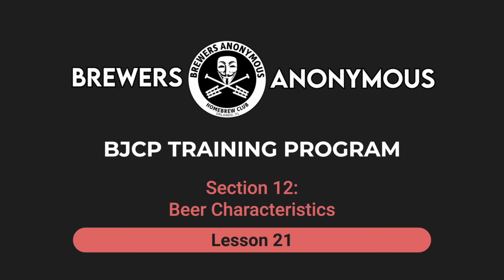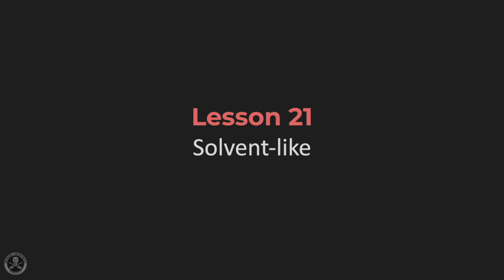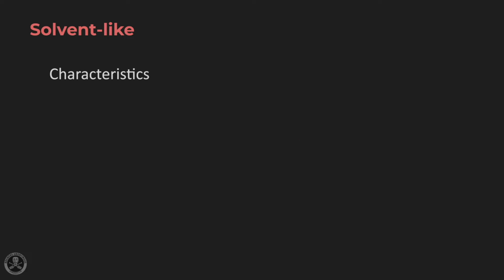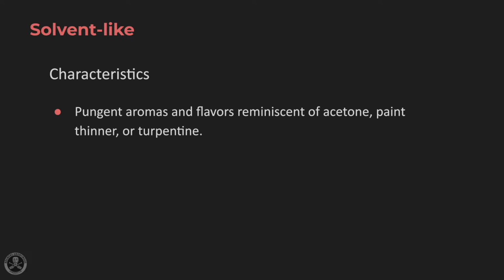We are at lesson 21 for beer characteristics, and in this lesson we are taking a look at the solvent-like character in beer. These are strong aromas and flavors, much like acetone, paint thinner, or turpentine. There's usually a hot, burning sensation that comes with this character.